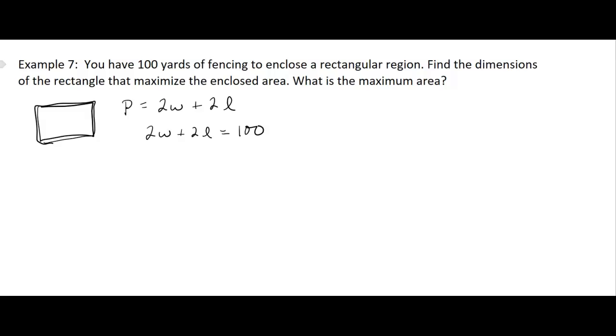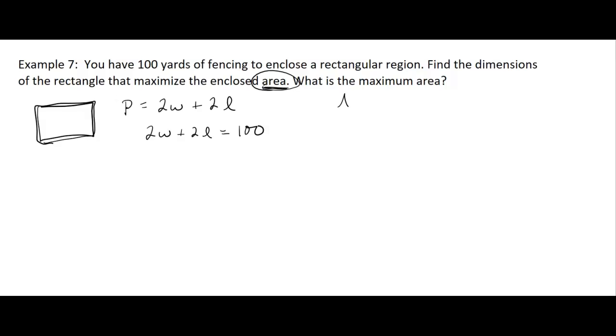Find the dimensions, or the width and the length, of the rectangle that maximize the enclosed area. What is the maximum area? Okay, so now we're talking about area. All right, so we talked about perimeter, we talked about the fence, we've got an equation here. We know we've only got 100 yards of fence, and that has to cover 2 widths and 2 lengths. Okay, so we've got a rectangle.